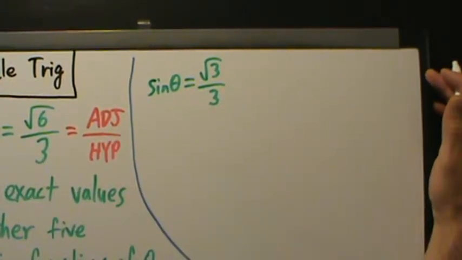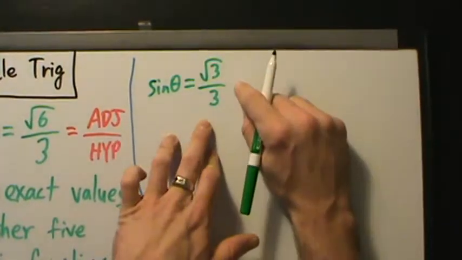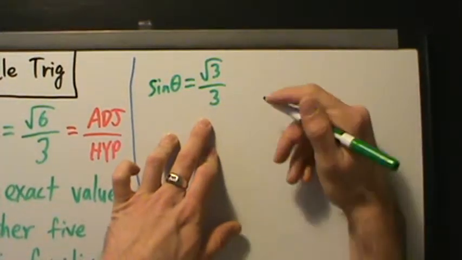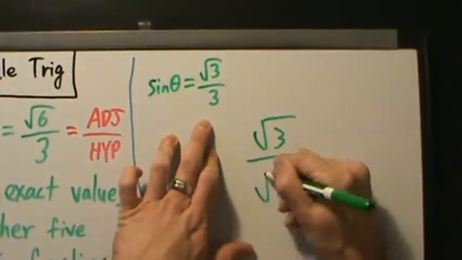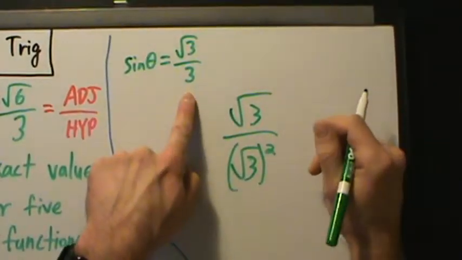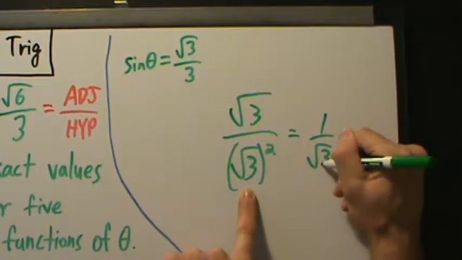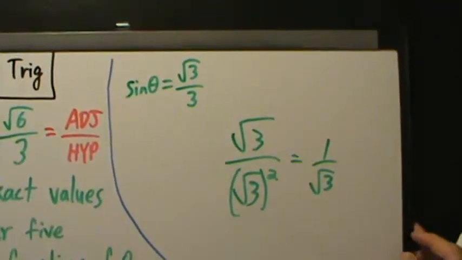But if you want to simplify it as much as possible, because to me that's not really as simplified as it can be, because what do you have? You have root 3 divided by root 3 squared. So 3 is the same thing as the square root of 3 squared. So you could actually just simplify that and say 1 over root 3. Okay? So either way is totally fine.